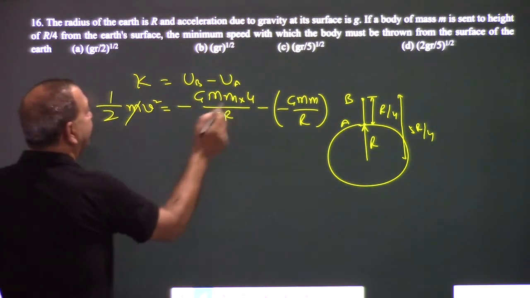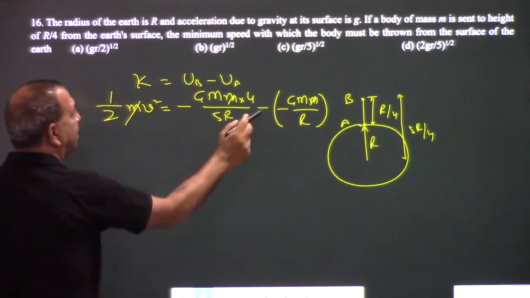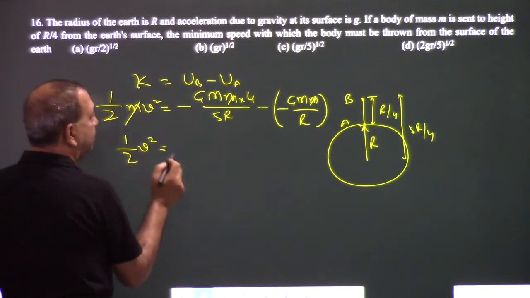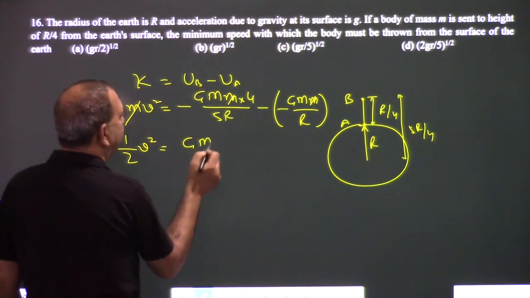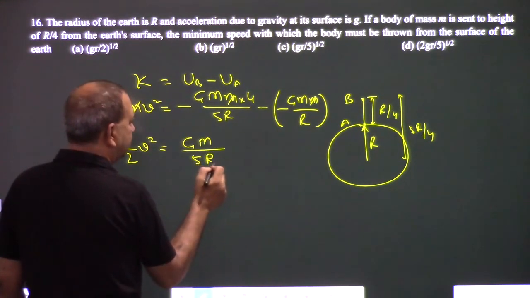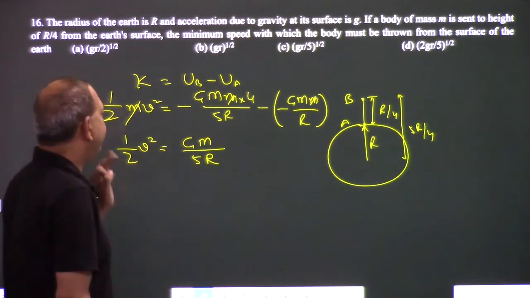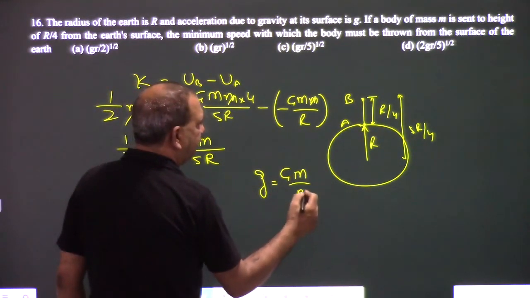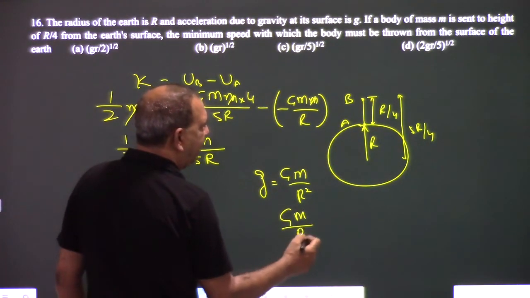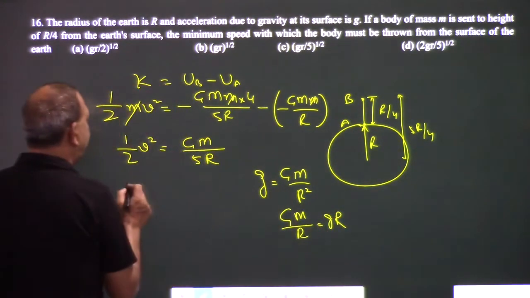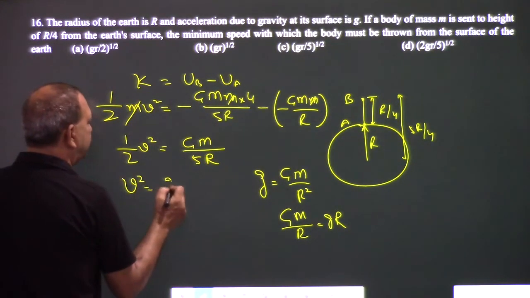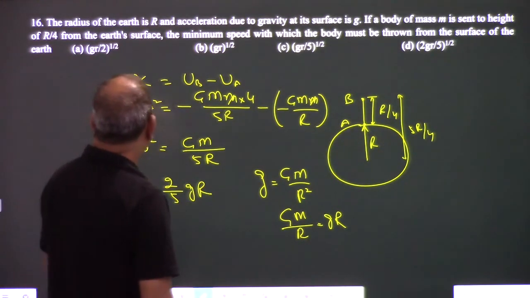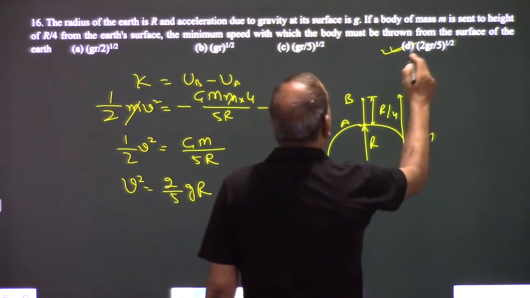So this m will be cancelled, right? This is minus plus, and then 4. So half v square is equal to G M by 5r. Now we know g is equal to G M by r square, so that will give us G M by r is equal to gr. If we replace this, v square is equal to 2 by 5 gr. So the answer will be root 2gr by 5, right?